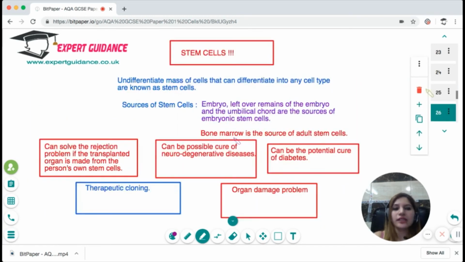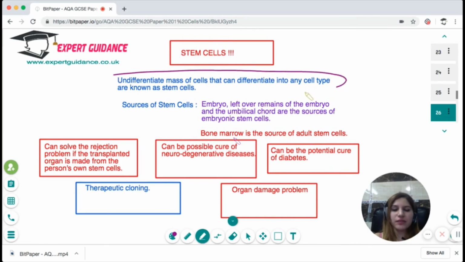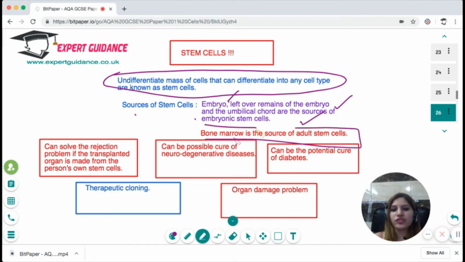Okay, so now what are stem cells? Stem cells are the undifferentiated mass of cells that can differentiate into any cell type. The sources of stem cells are the embryo, leftover remains of the embryo, and the umbilical cord. These are the sources of embryonic stem cells, and bone marrow is the source of adult stem cells.